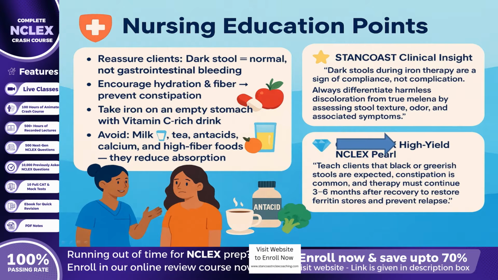When teaching clients about iron therapy, always highlight that black or greenish stools are expected, constipation is common, and iron should ideally be taken on an empty stomach with a vitamin C-rich beverage. Calcium, caffeine, and high-fiber foods can interfere with absorption. Encourage clients to continue therapy for 3 to 6 months after hemoglobin normalizes to replenish ferritin stores and prevent relapse.